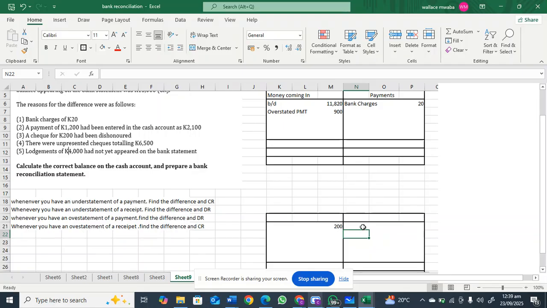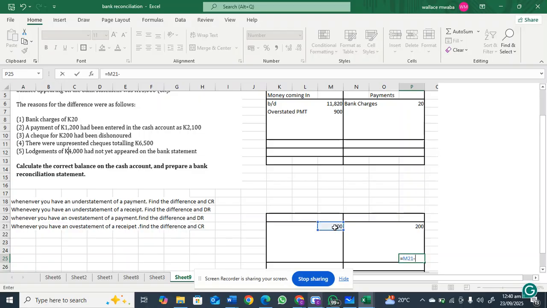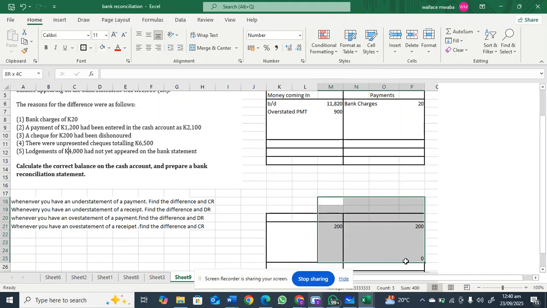Now, once the check is taken to the bank and the bank finds out that there's insufficient funds, it means in reality, no money has actually come in. So we need to remove this 200 which we debited earlier on. So in order to remove it, we need to credit. Okay, because when we credit, then it means no error has occurred. Zero.